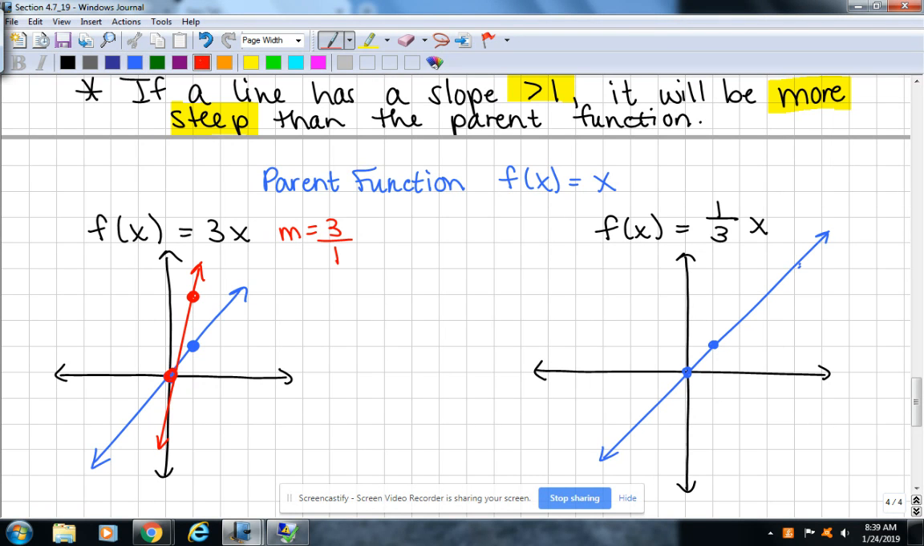So for f of x equals 1/3 x, what's the y-intercept? 0. Where does the slope tell me to go? I'm not going down. It's positive. Up 1 and right 3. So yeah, it's going to fall under that blue line. Something like that. Oh yeah, a lot less steep.